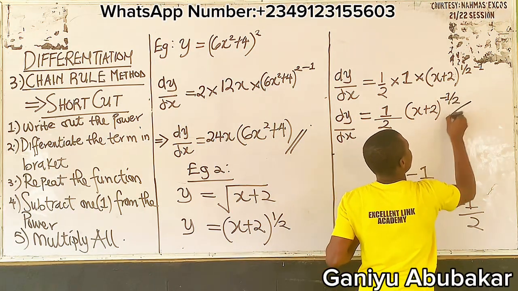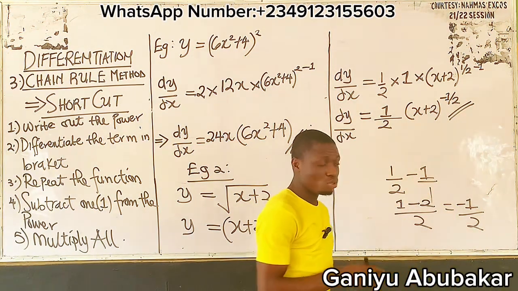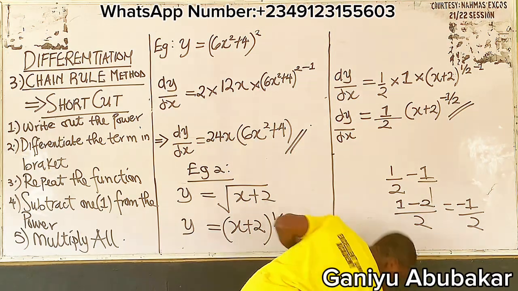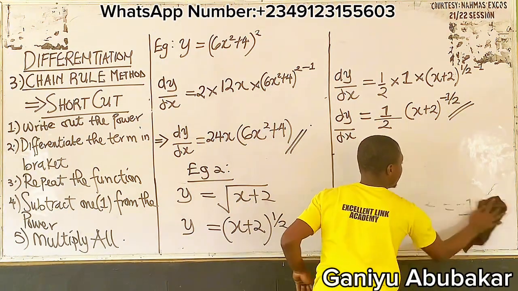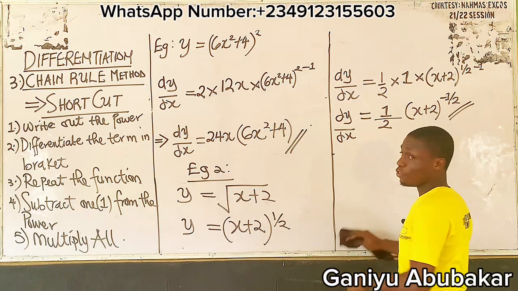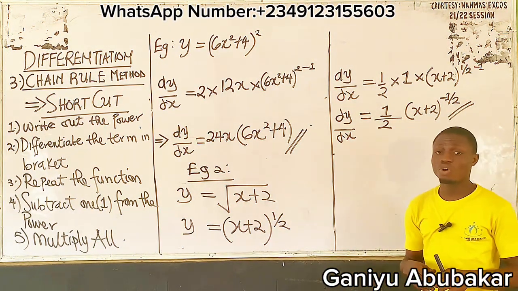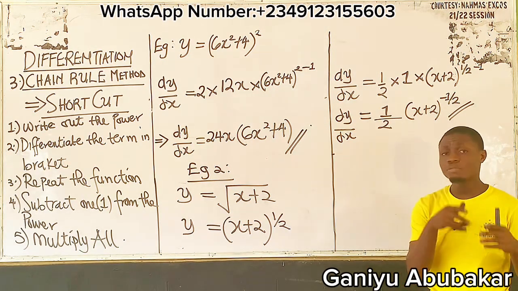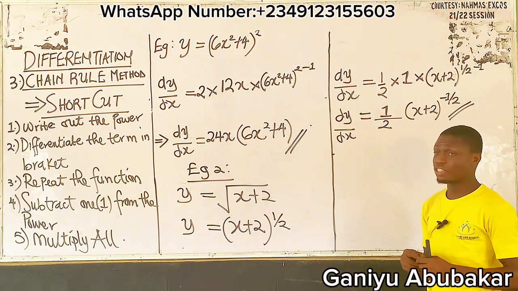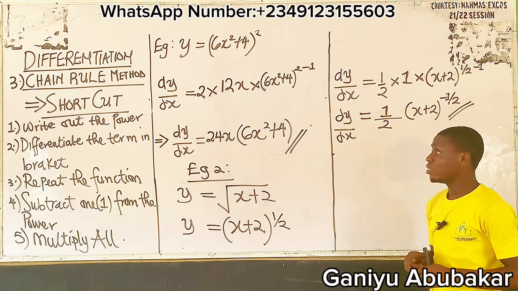So this is how to solve problems using the chain rule shortcut of differentiation. Next class we'll look at the fourth method, called the product rule method of differentiation. See you in our next class.